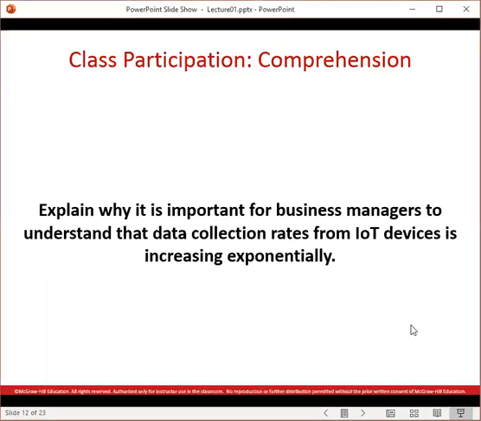So, why is it important for managers to understand that the data collection rates from IoT are increasing exponentially? Well, managers in the future are going to be tasked with analyzing these terabytes of data right on their desk. And that's something new to industry. With machine-to-machine data, managers are going to have access to incredible amounts of business intelligence if they know how to handle it.